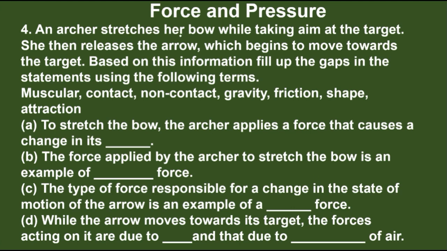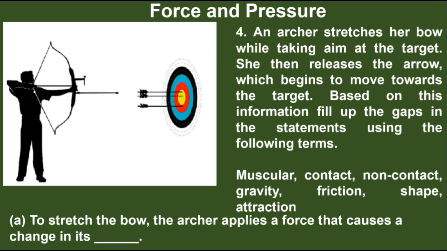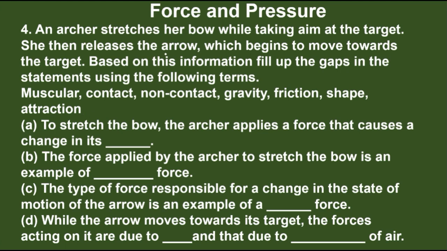An archer stretches her bow while taking aim at the target. So visualize this. The archer stretches the bow. The bow was not in this shape before. She stretched it, and now the shape is changed. After that, she releases the arrow, and the arrow begins to move towards the target and hits the target. Some words are given: muscular, contact, non-contact, gravity, friction, shape, target, attraction.